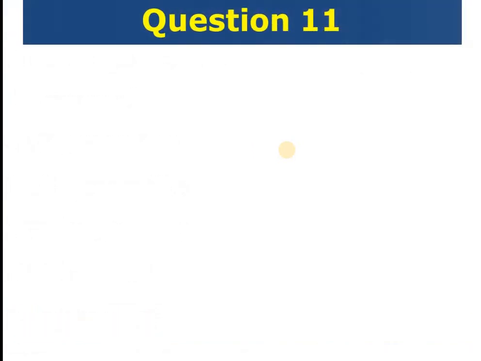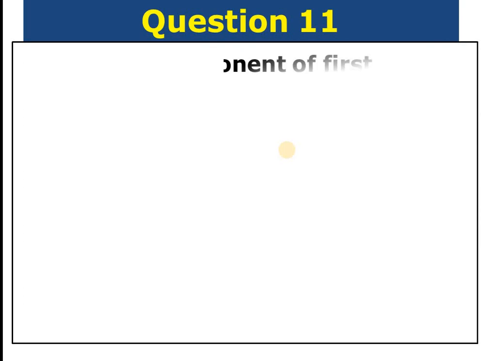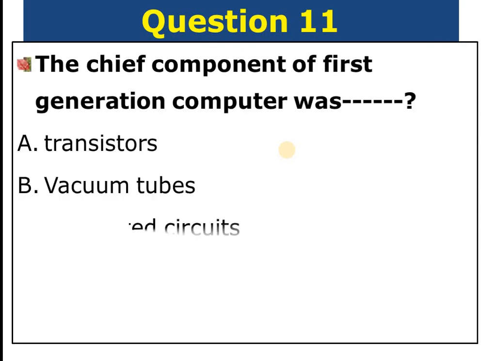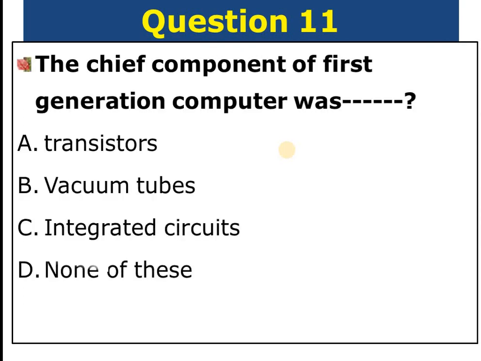Question number 11. The chief component of first generation computer was A. transistors, B. vacuum tubes, C. integrated circuits, D. none of these. The answer is B. Choice B is the answer. That means vacuum tubes. These are the chief component of first generation computer.